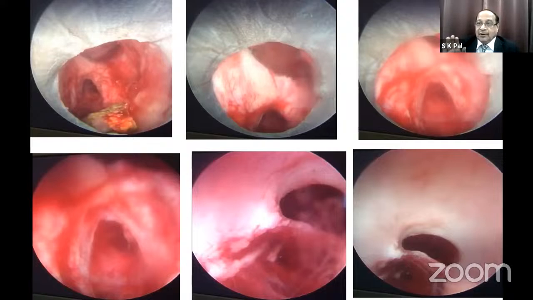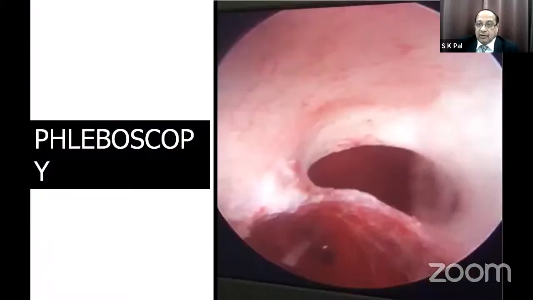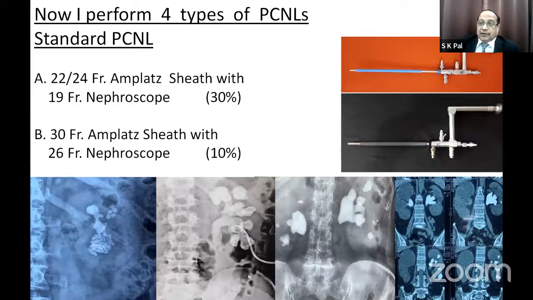Remember, the infundibulum is surrounded by vessels all around. Respect the infundibulum. Don't tear or injure the infundibulum. Don't do phleboscopy during PCN. So with all this, because I have all four nephroscopes with me, I do these four types of PCNL.